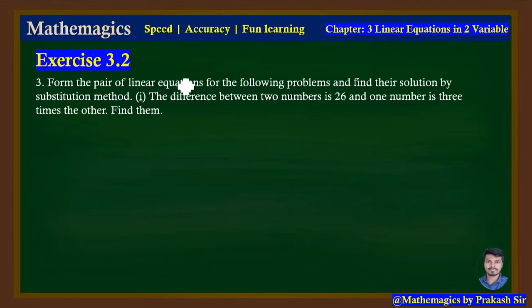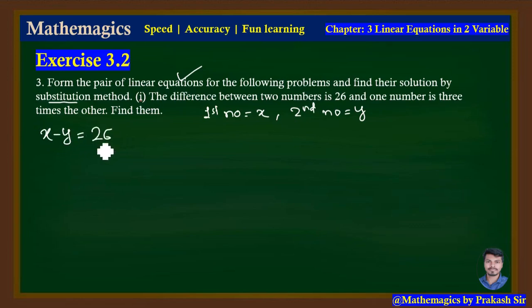Form the pair of linear equations for which the following problems and find their solution by substitution method. Obviously, we are going to follow the substitution method throughout this chapter. The question is, the difference between the two numbers is 26 and one number is 3 times the other. It is so simple. Let us consider the first number is x and the second number is y. So the difference between the two numbers means x minus y. What is that answer? The answer is given, 26.